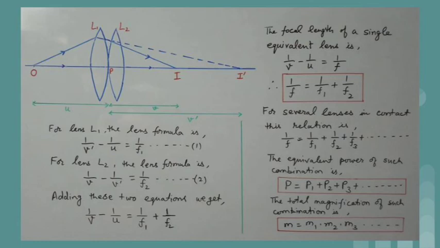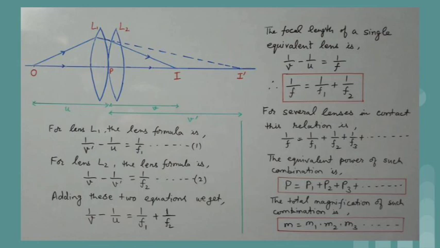We can extend this relation for any number of thin lenses in contact. For several thin lenses of focal lengths f1, f2, f3 and so on in contact, their effective or equivalent focal length is given by 1 by f is equal to 1 by f1 plus 1 by f2 plus 1 by f3 and so on. The equivalent power of such combination is then P is equal to P1 plus P2 plus P3 and so on.